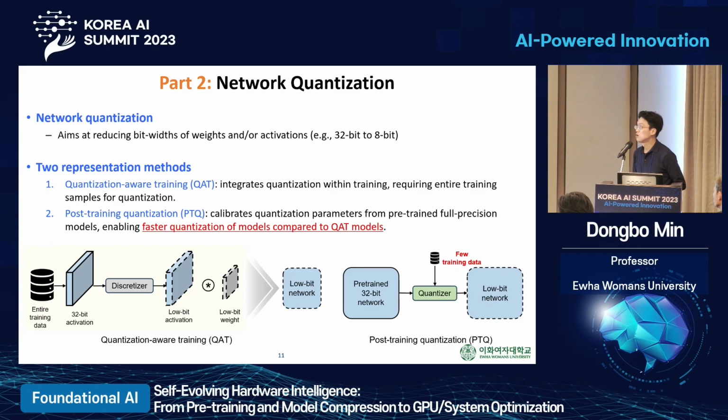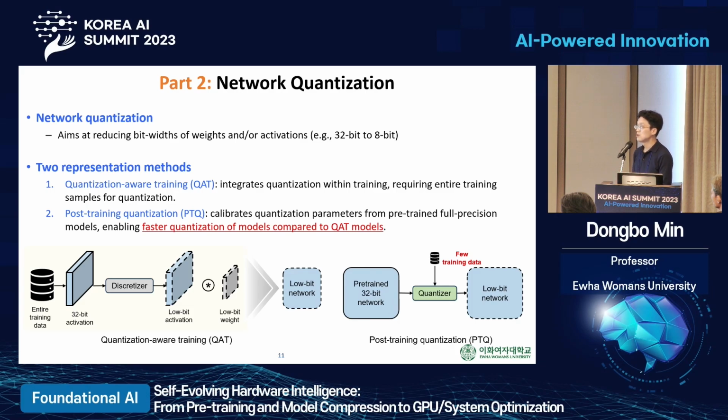Okay, so let me continue to part 2, network quantization. Network quantization has the goal of reducing the bit width of the weights and activations. For instance, originally we have to use 32-bit, and we can reduce it to 8-bit. We want to maintain the performance, accuracy, while using only 8-bit. This is called network quantization. It is very popular, and there are two representative methods. The first one is quantization-aware training, and the second is post-training quantization.